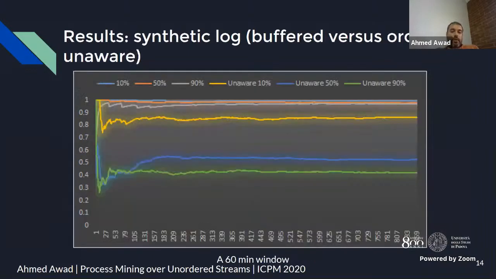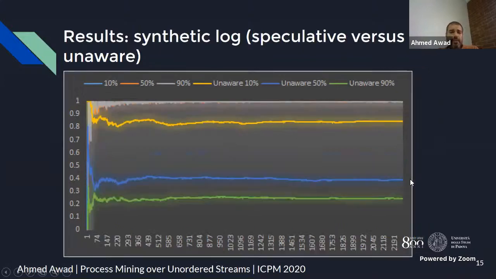Also, we compared the effect of reordering, or out-of-order awareness, against unawareness of the out-of-order. As you can see in this figure, we compared the window of 60 minutes. In the order-aware techniques, those top lines here, the accuracy almost converges to 1 even with higher out-of-orderness percentages, whereas in the out-of-order unaware techniques, the accuracy drops severely to around 0.3. The same holds for the speculative approach, which actually reaches an accuracy of 1 at the end of the processing.